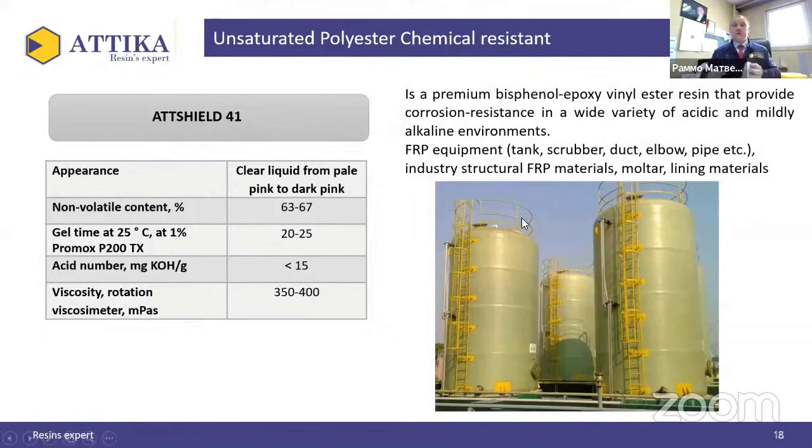ATTSHIELD 41 is an epoxy vinyl resin which we are also producing. Unfortunately, in our portfolio for the meantime there aren't a lot of epoxy vinyl ester resins. We have only 2 resins, but we are developing the most common resins in great demand in the Russian market. ATTSHIELD 41 is a clear liquid with a 20-minute gel time and a very good viscosity, roughly 400 millipascal. So we could produce different kinds of pipes, vessels, storage tanks, and so on.